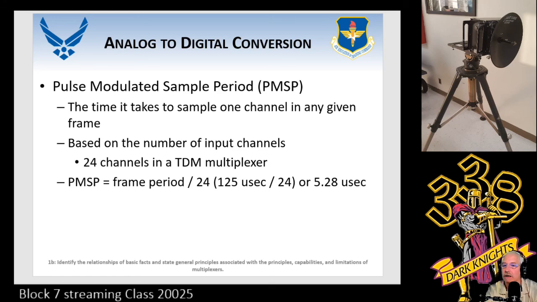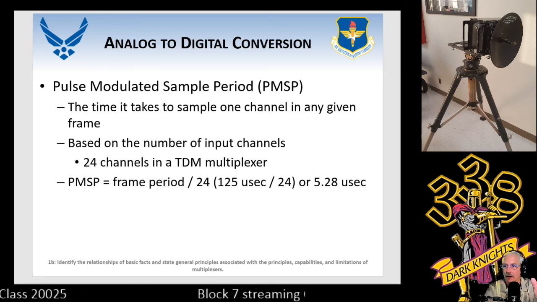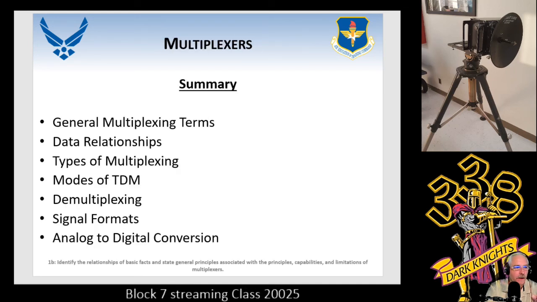So if I wanted to check channel 3, it's still going to give me 5.28 microseconds. Channel 10, 5.28. When I factor in all 24, it's going to give me 125 microseconds. So frame period is large. PMSP is one channel. So large versus small. And there you have it.